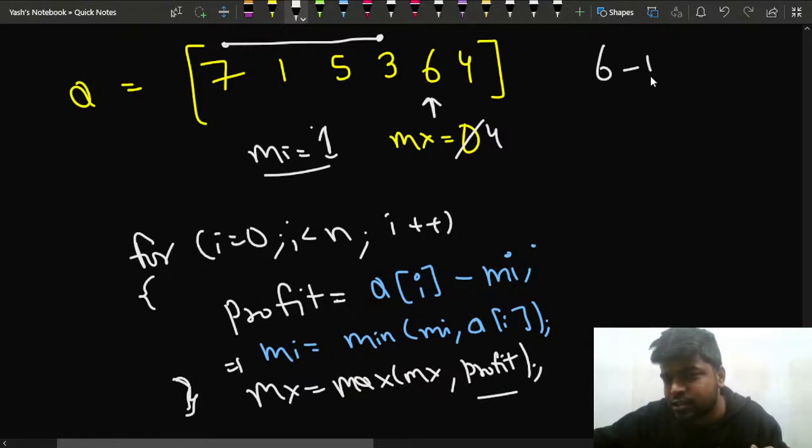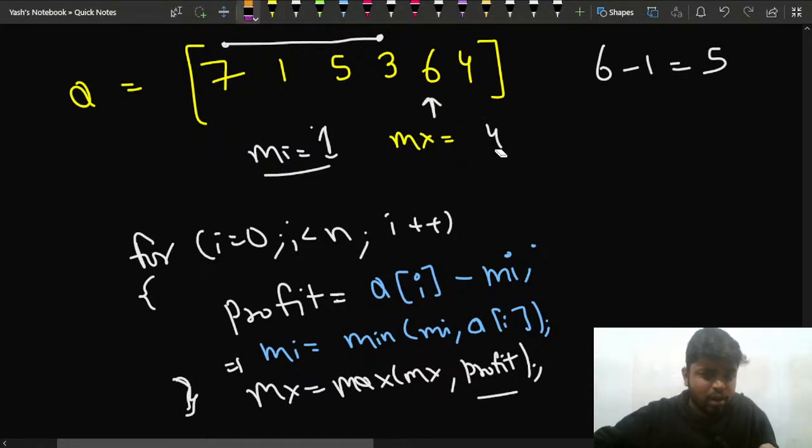So I do 6 minus 1. What do I get? I get 5. So I will check, is it better than the maximum profit that I have up till now? Yes, I have 4, so I can update it. So I'll write 5. Please give me a +1 in the chat if things are clear to you guys, right? So I'll say that okay, now my maximum profit that I have got is 5, right?